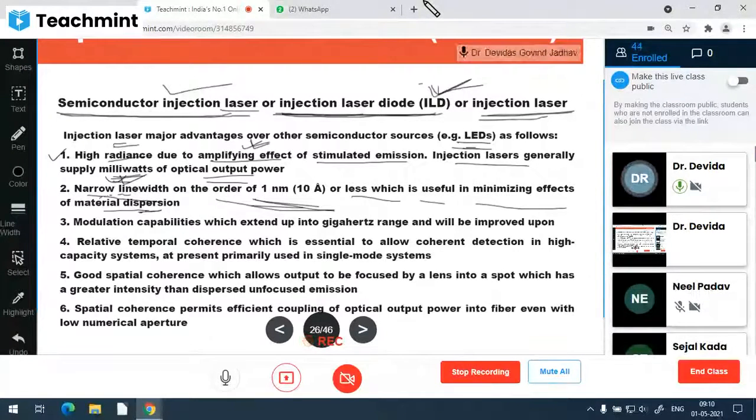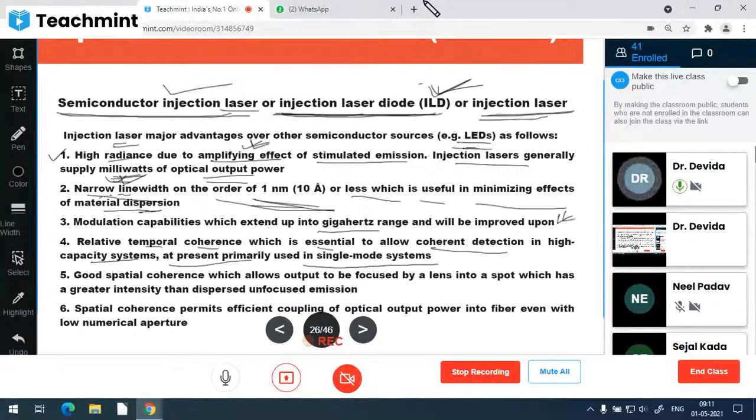The modulation capabilities, which extend up to the gigahertz range, are possible and also improved with the help of laser. So very wide modulation capabilities are there in the laser. Relative temporal coherence, that is time related coherence, is essential to allow coherent detection in high capacity systems, at present primarily used in single mode systems.